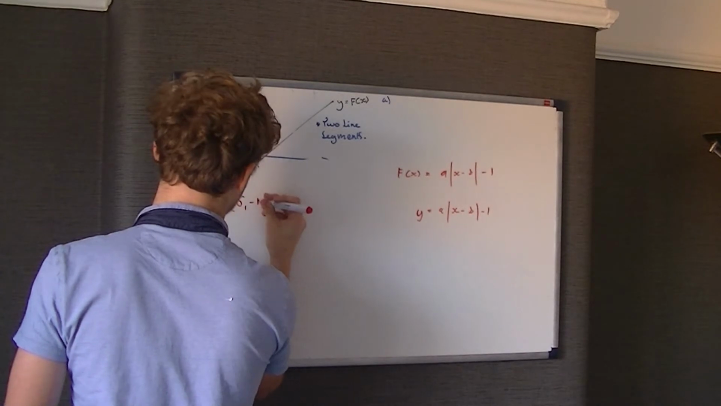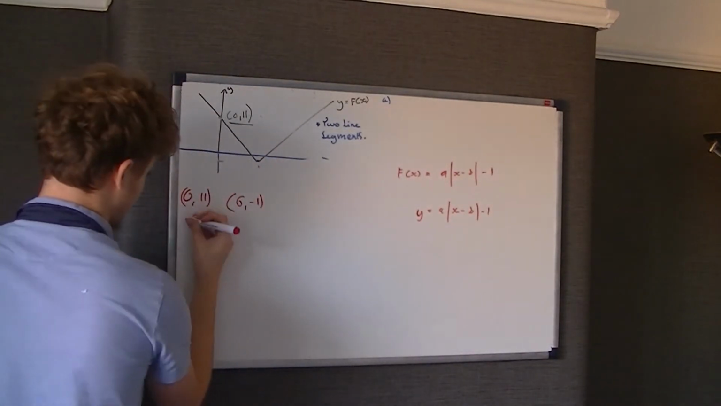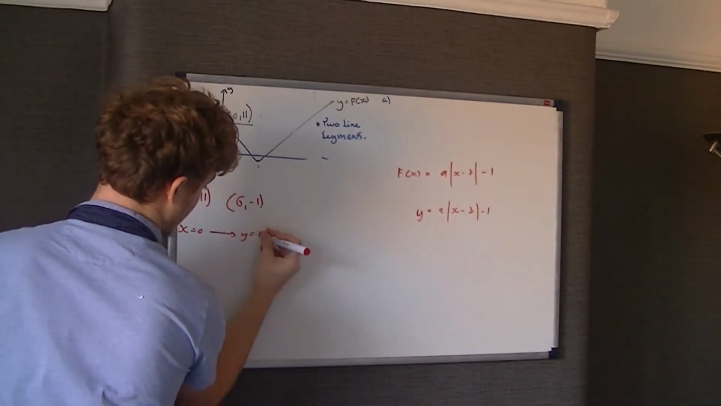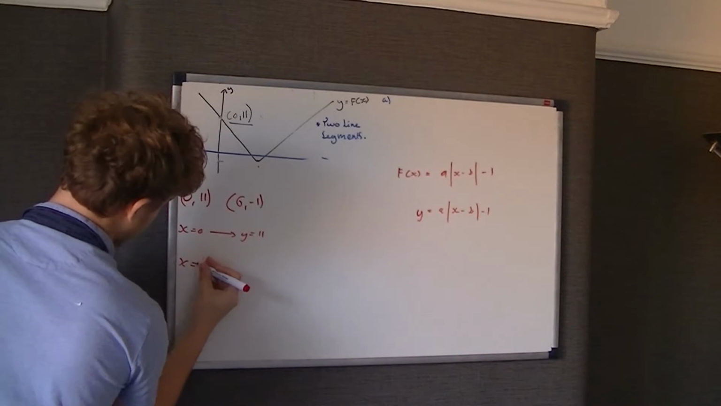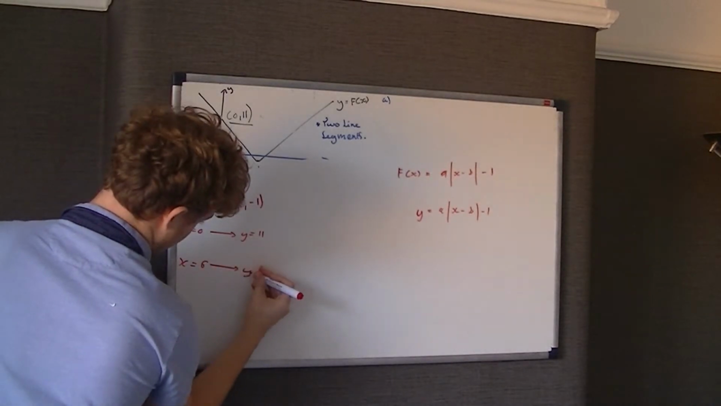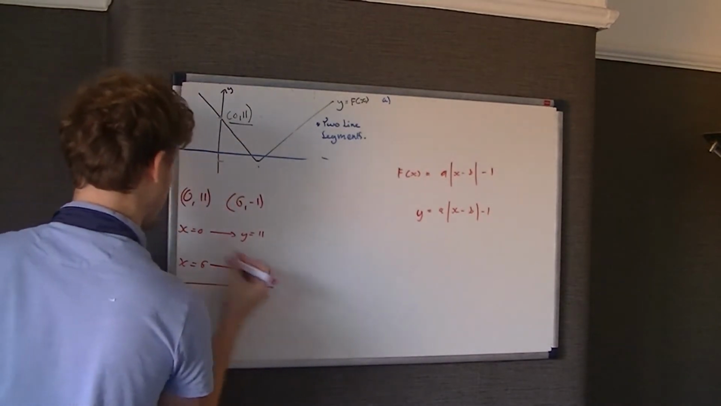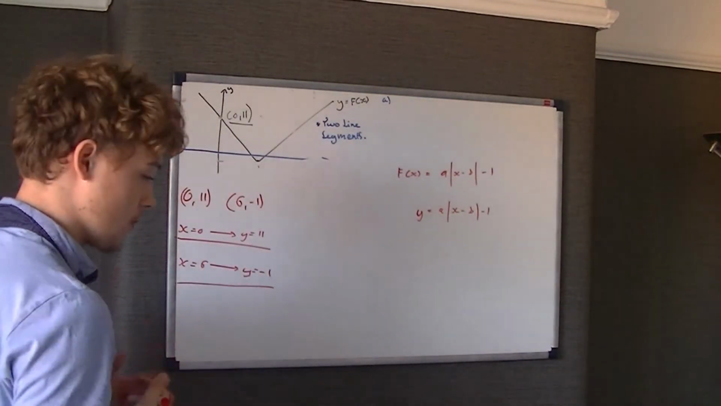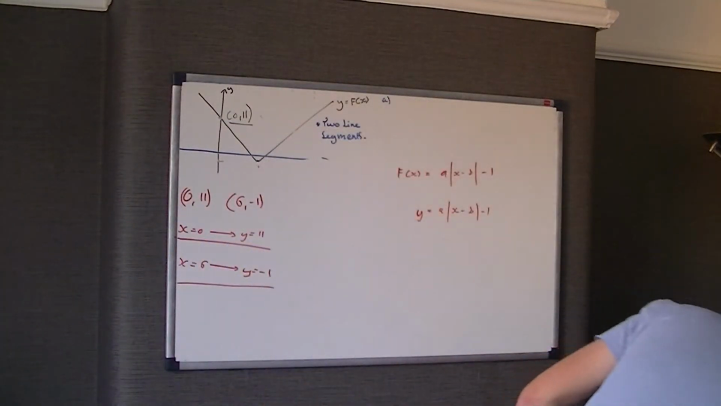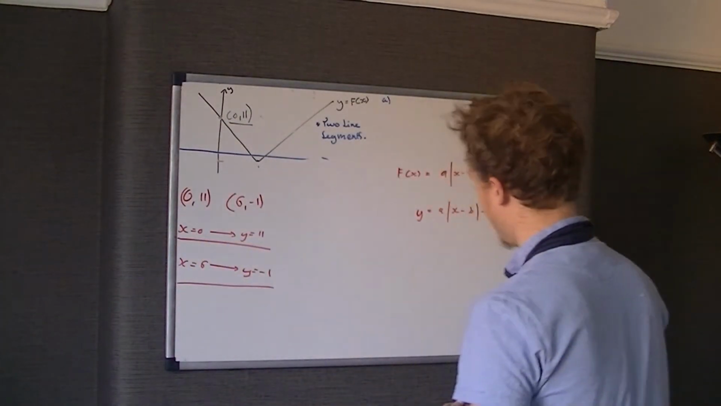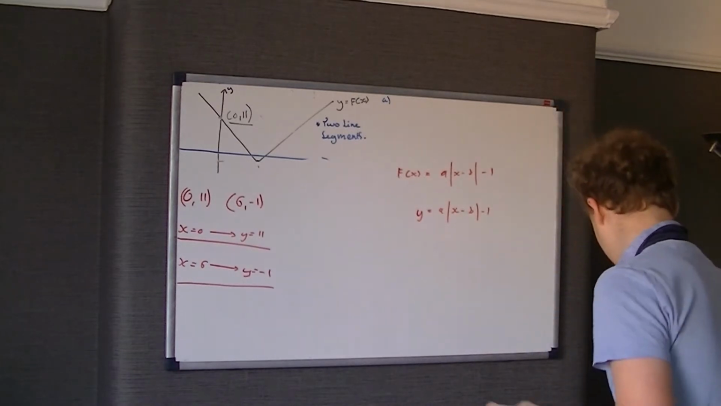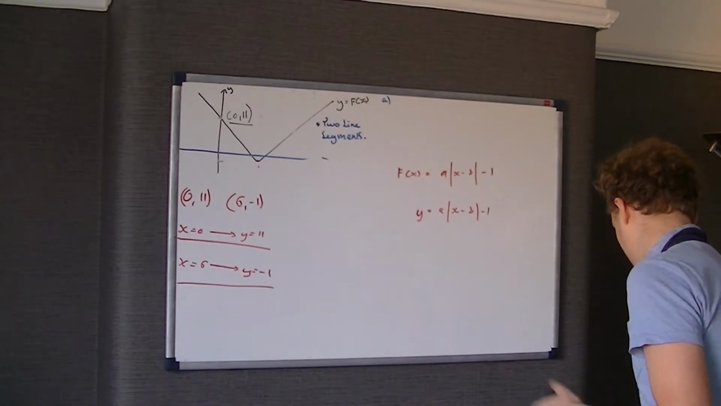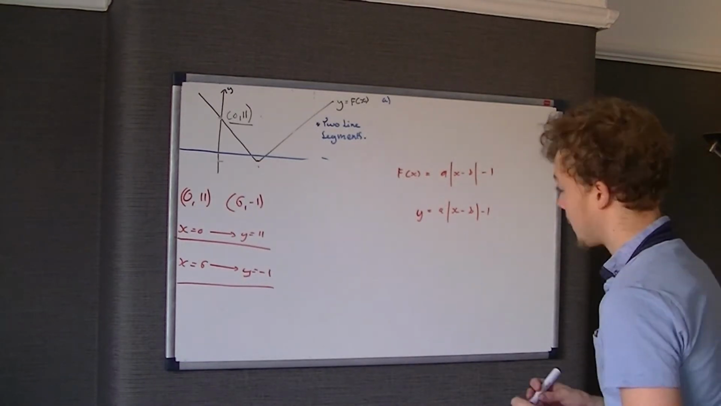These are x and y coordinates. So we can rewrite these as saying when x equals 0, y equals 11, and when x equals 6, y equals minus 1. I'm not putting any new information in there. I'm just rewriting the coordinates in a form so we can get somewhere with this. Because we're not asked to show this, we're just asked to work out what a and b are.